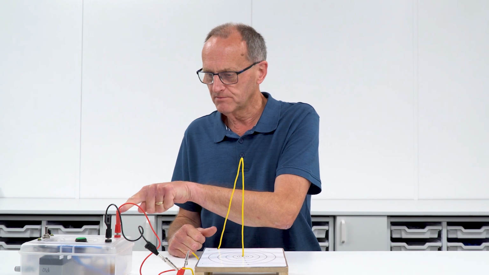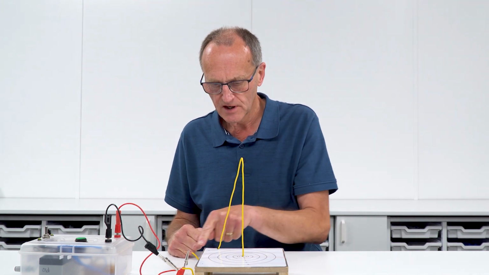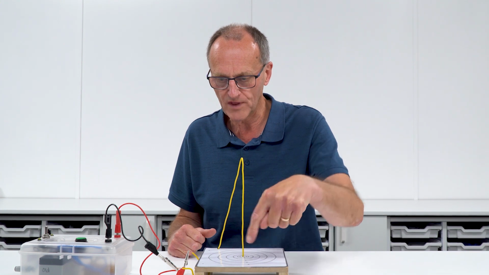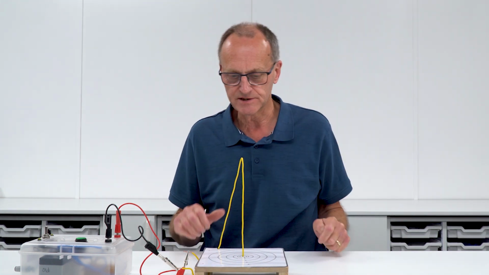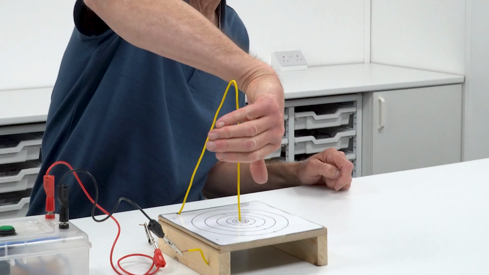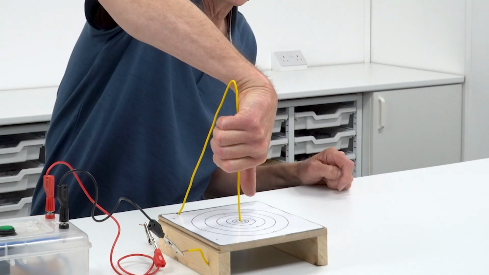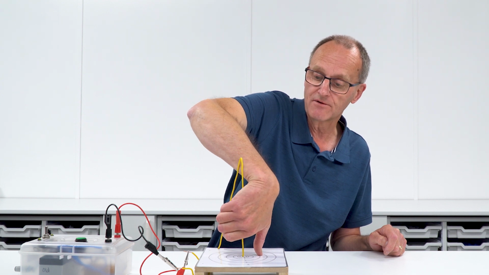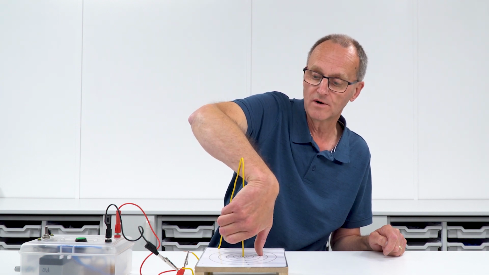Well, in my power supply the current is going from the positive up this side, and then it goes down through the middle of the board there and back round to the negative. So I'm going to grip the wire with my right hand, curl the fingers round with my thumb going down through the board, and my fingers are now curled round in the direction in which the field would be going.